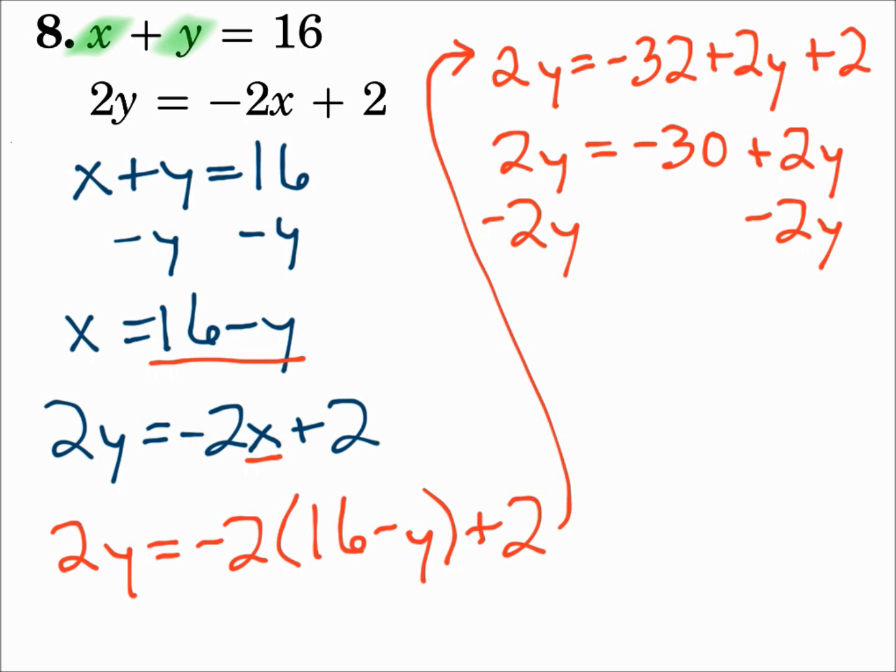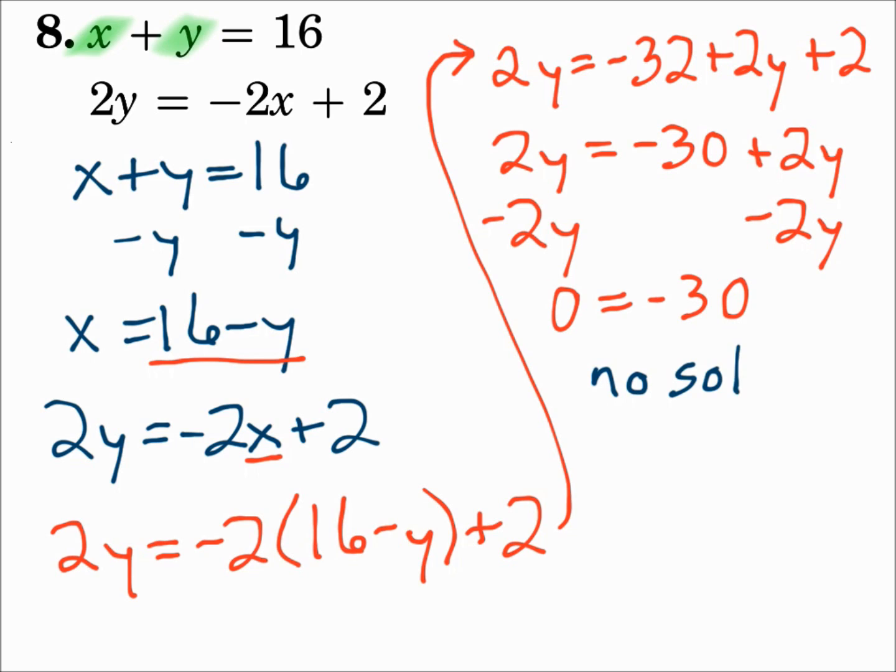2y minus 2y is 0 on the left. 2y minus 2y is 0 on the right, leaving negative 30. Here's another situation where the variables have disappeared and canceled out. Ask yourself, what remains? Is it a true or false statement? 0 equals negative 30 is false.